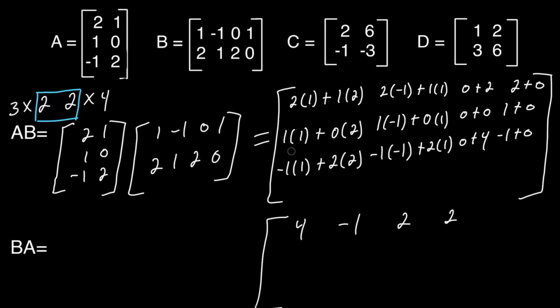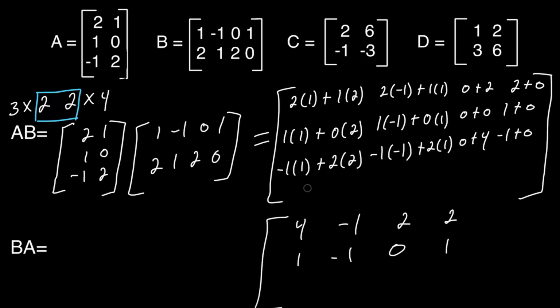What is 1 times 1? That's 1. Plus 0 times 2 is 0. So that's just going to be 1. 1 times negative 1 is going to be negative 1 plus 0 times 1. That's just going to be 0. So we have just negative 1. 0 plus 0 is 0. And 1 plus 0 is 1.